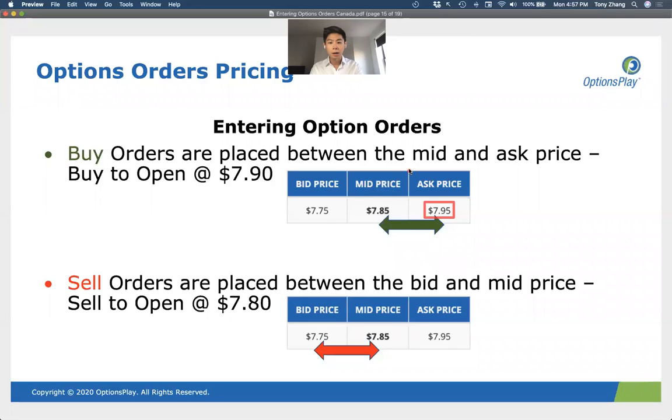Usually we'll have some kind of cutoff. I wouldn't go anywhere close to that asking price. I'll probably cut this off at $7.90. If I can't get filled at $7.90, I'll move on and maybe place another trade, because this is telling me that there's not a lot of liquidity inside of the spread. I certainly don't want to pay the advertised price unless the bid-ask spread is really, really small, right?